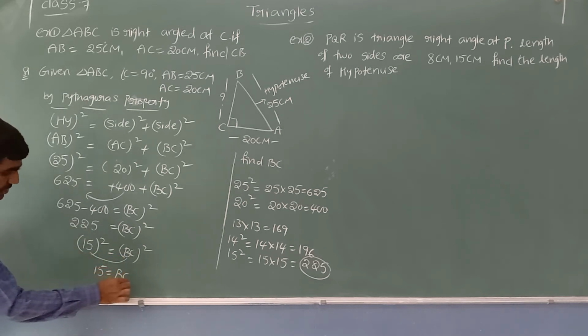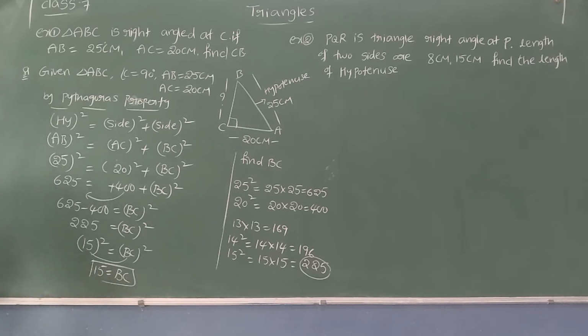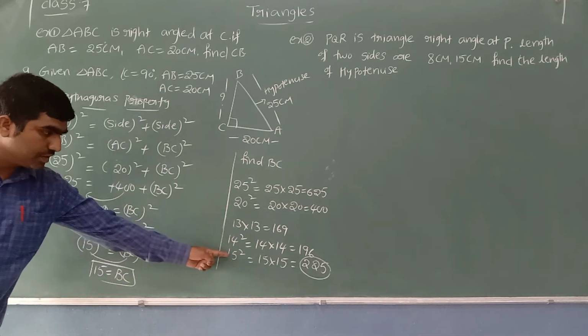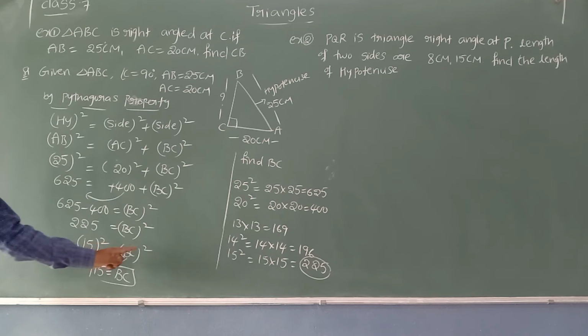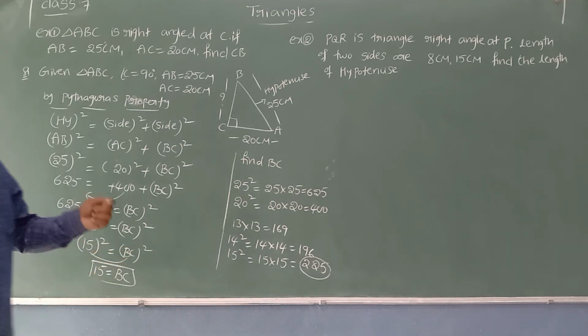Let me write 15 is equal to BC, or BC equal to 15. The length of the unknown side BC is 15. Hope it is clear for everyone. 225 we can write as 15 square. So I wrote 15 square. Powers are equal, so bases are equal: 15 is equal to BC. That's all. We'll go for the next.